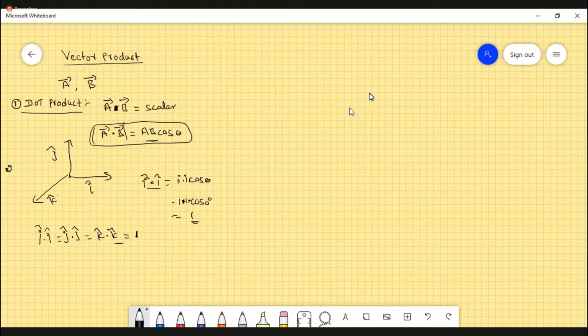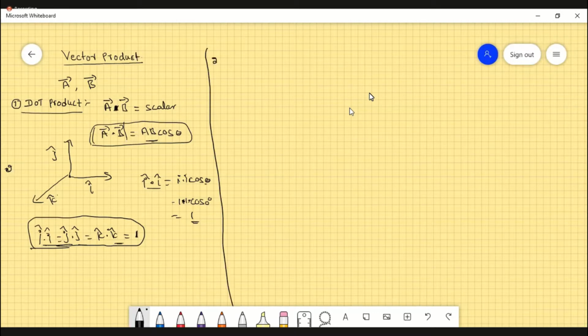So if you consider i dot j, the angle will be 90 degrees. Cos 90 will be 0, so we will get 0. Therefore i dot i, j dot j, k dot k are 1, and the remaining combinations will be 0. So this is the dot product.